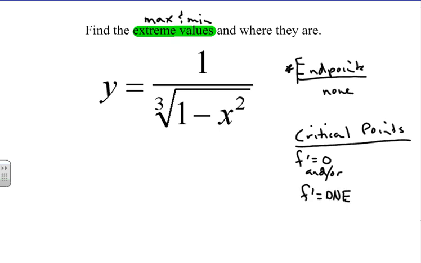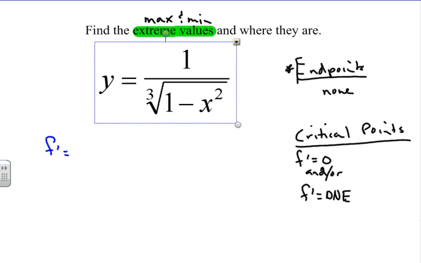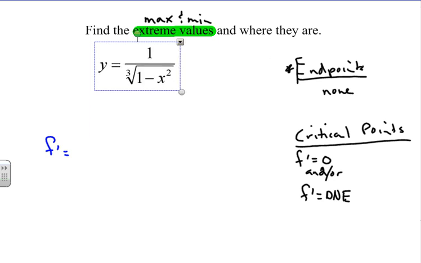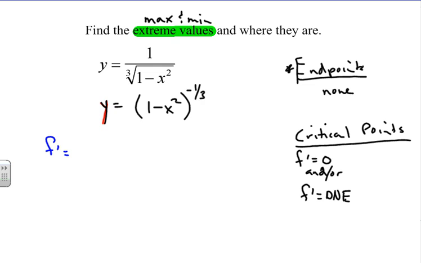For this one, we're going to find out what the derivative is. I'm going to change what y is going to equal. I'm going to make this a little smaller, so if you wrote this down, we're going to write this as y equals 1 minus x squared, to the negative 1/3 power. From here, we're going to find out what the critical points are.